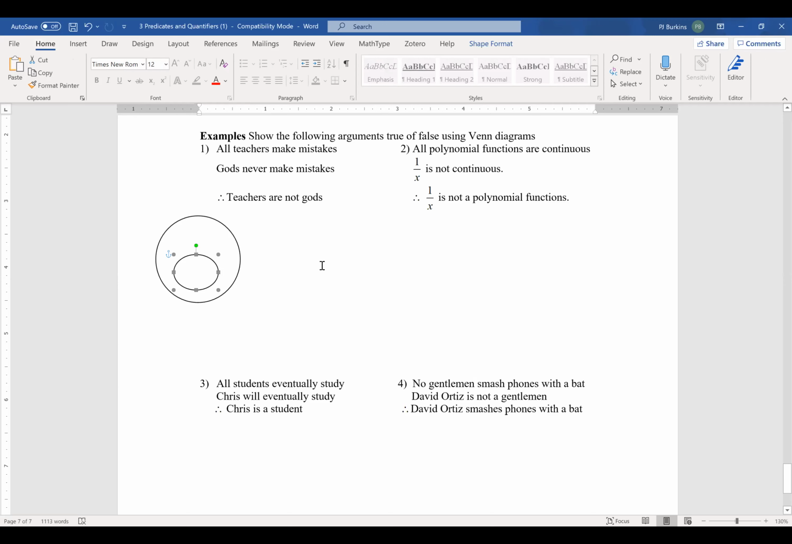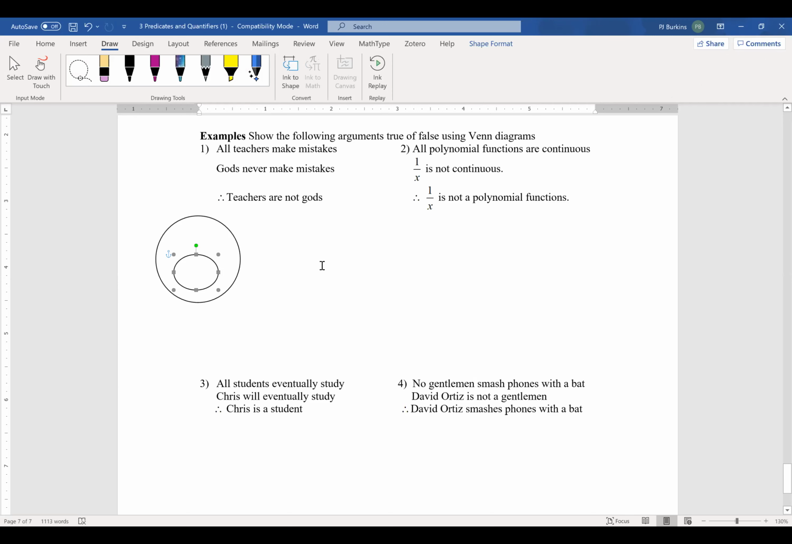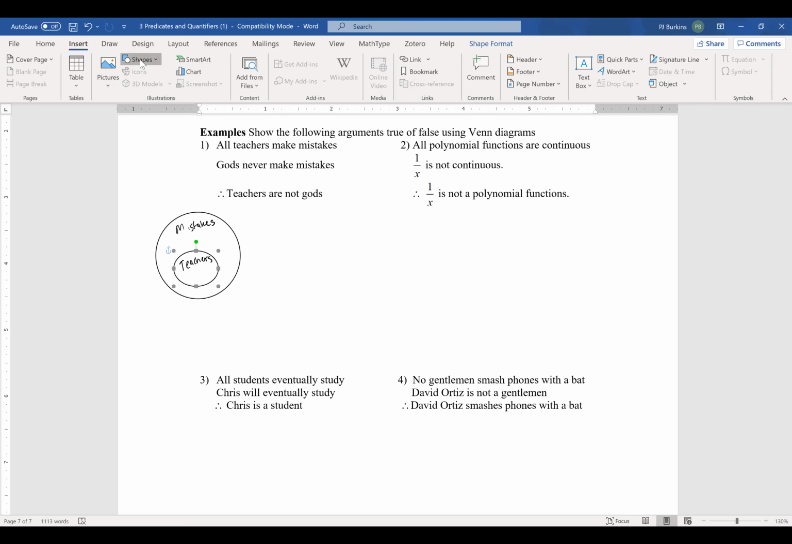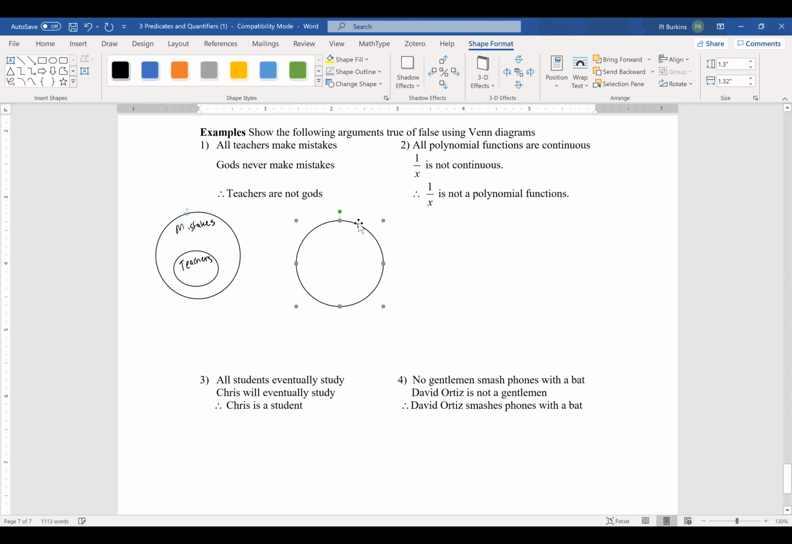So this big circle is mistakes. And in here is teachers, because the statement says all teachers make mistakes. The next statement says gods never make mistakes. So we've got the mistakes circle again.